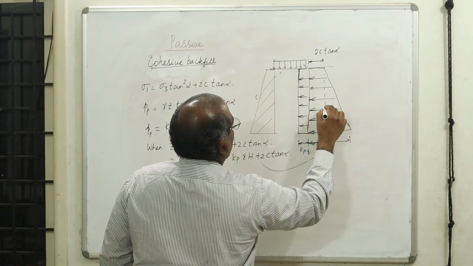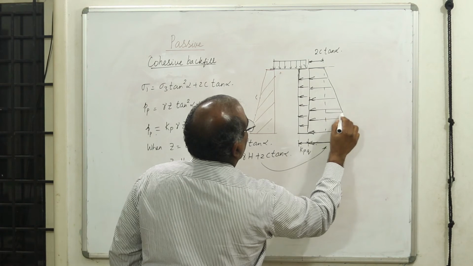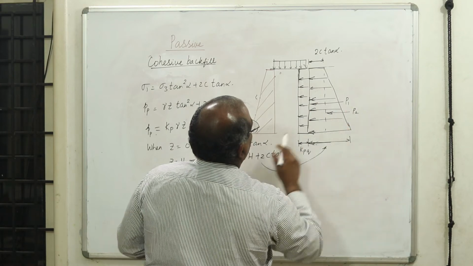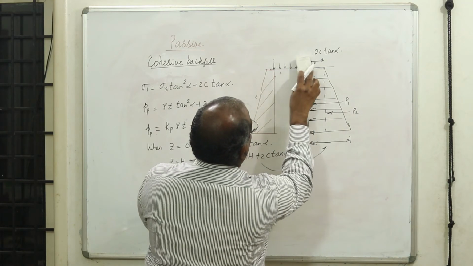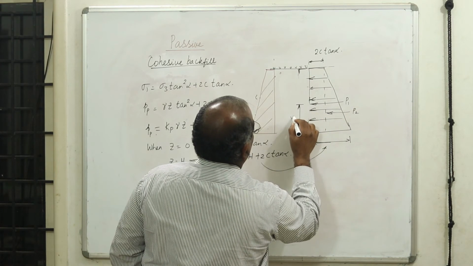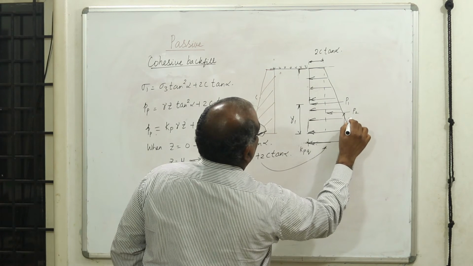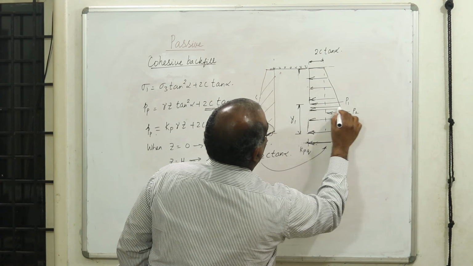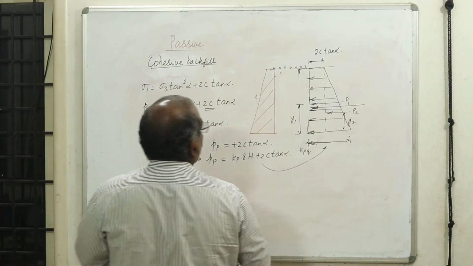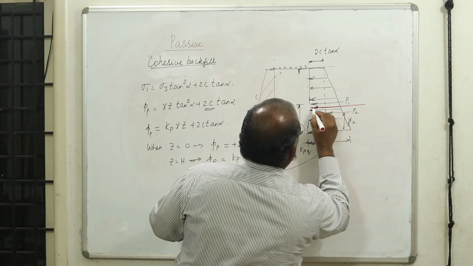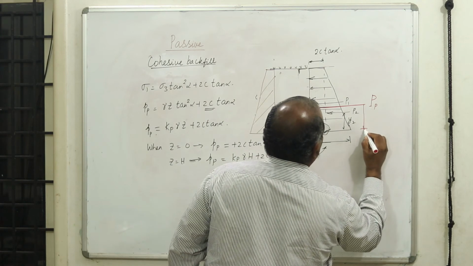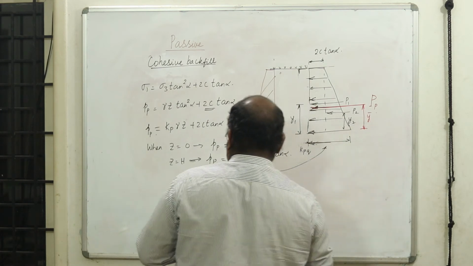Now, to find out the thrust, in the first case, you can divide into a triangle and a rectangle. This is a rectangle, you call it P1, and this is P2. I can find out what P1 and P2 are, and I can find out the line of action of P1 and P2. I can find out the lateral thrust as the resultant of these two. The resultant of these two is the intensity of passive pressure, acting at y bar from the base. One can find out that.